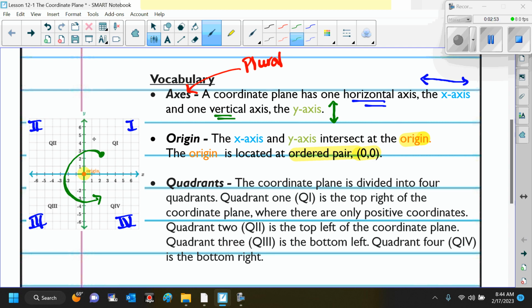Now, when we graph these points, you'll find that the ordered pairs for the x and the y for quadrant 1 are always going to be positive, comma, positive. For quadrant 2, it's going to be negative, comma, positive. For quadrant 3, it will be negative, comma, negative. And then quadrant 4 will be positive, comma, negative. Okay, make sure you know that information.